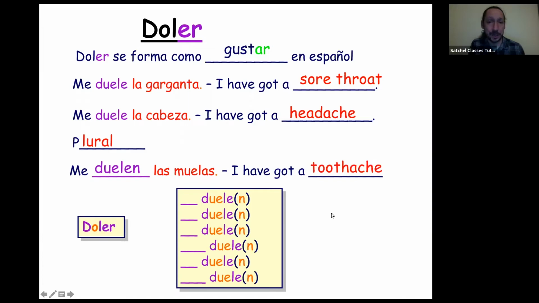Finally, with doler, let's have a look and see what we actually use to fill in these gaps. Me duelen, te duelen, le duelen, nos duelen, os duelen, les duelen. You got it right? Very well done. If you didn't, just come back to the video, practice again.